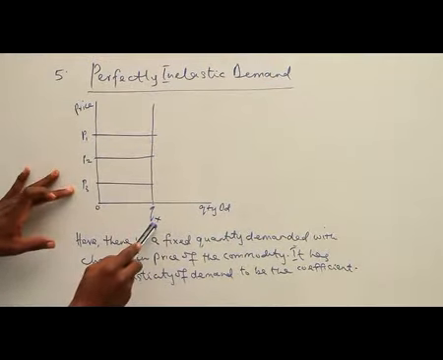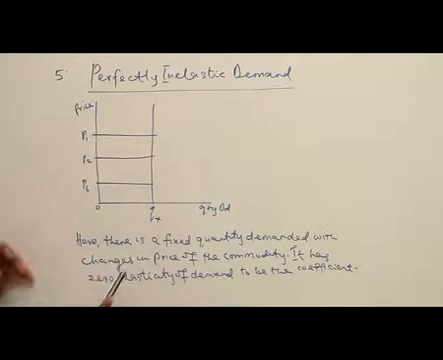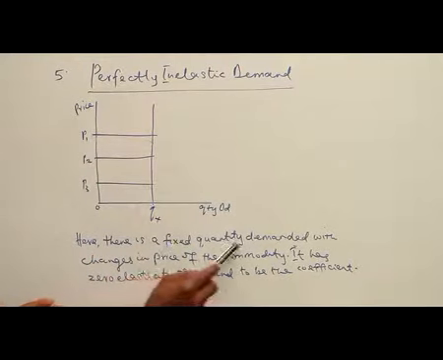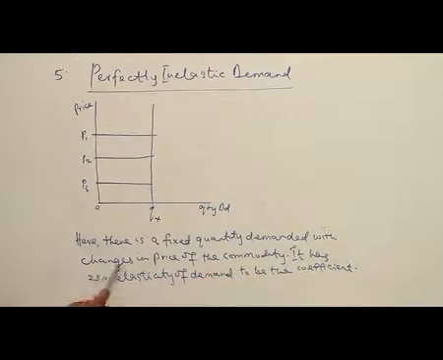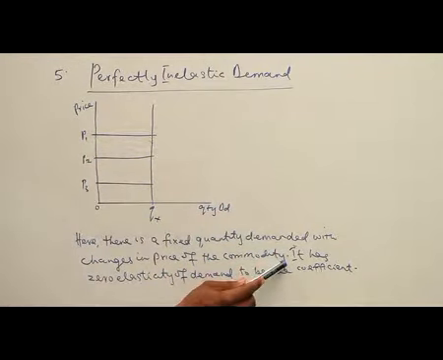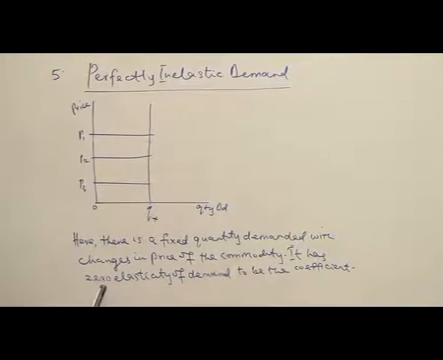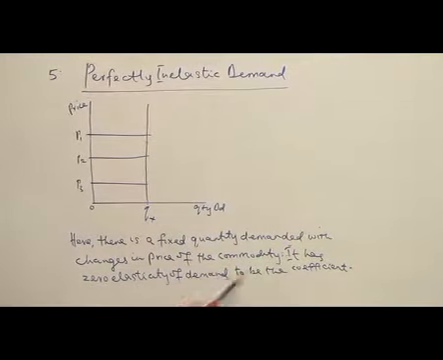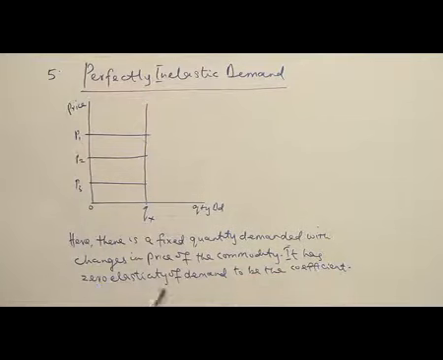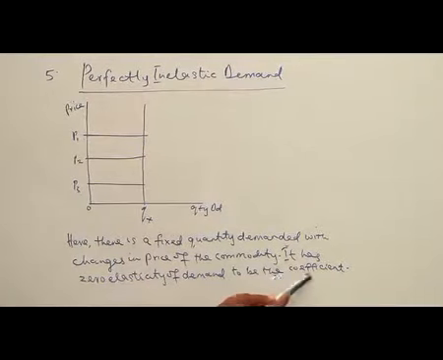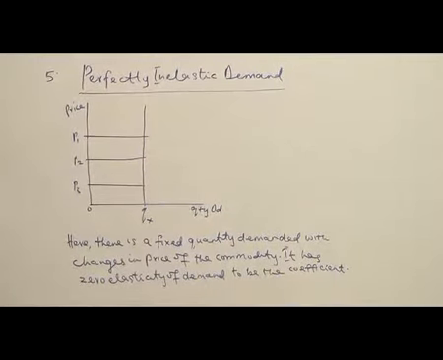So what perfectly inelastic demand is telling us is that there is a fixed quantity demanded with changes in price of the commodity. In terms of its coefficient, it has zero elasticity of demand as the coefficient.